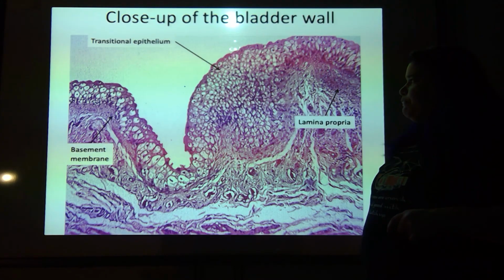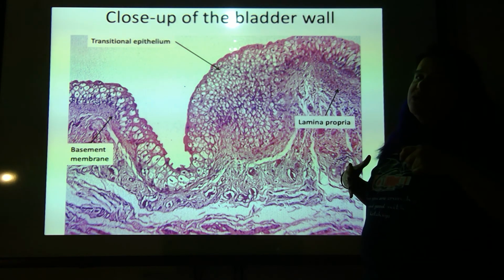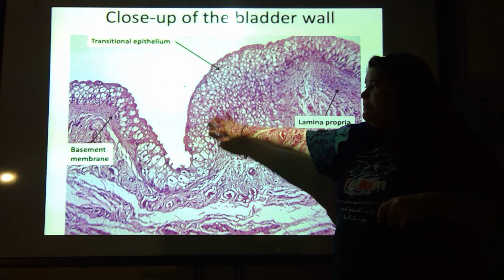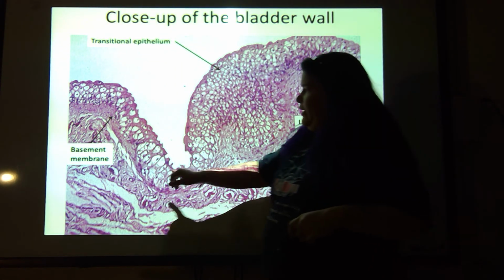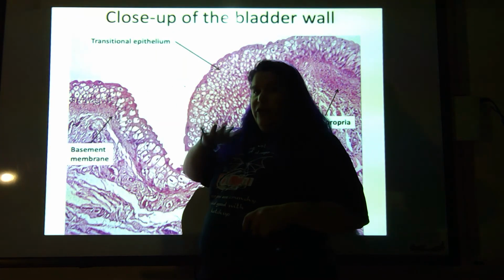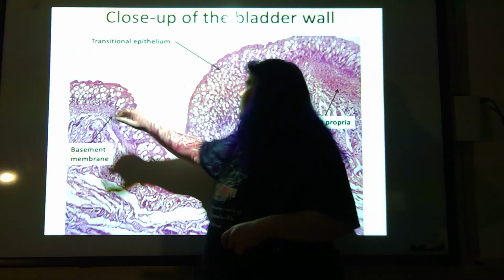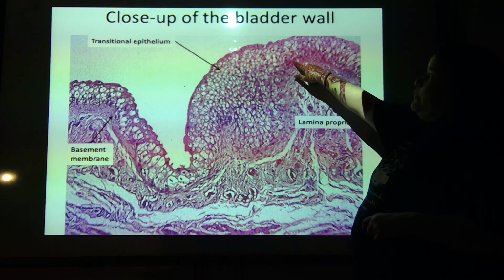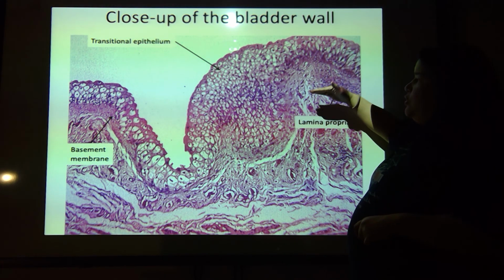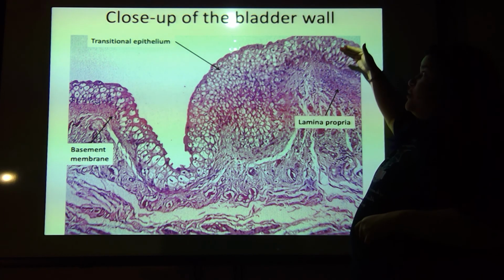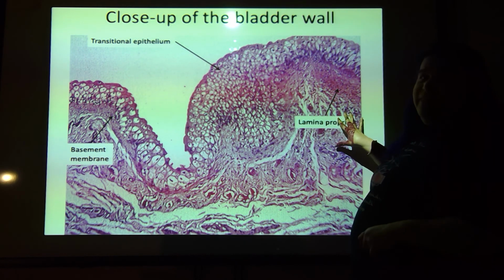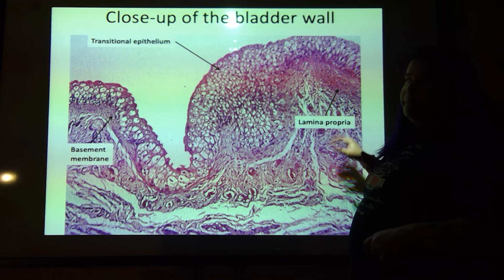Taking a really, really close look, this is that epithelial layer for the mucosa, the transitional epithelium. Right here, you can see where that layered cell look disappears. You can see it there really well in purple. That is going to be the basement membrane holding these cells to the connective tissue underneath. So that's the basement membrane. And then all of this connective tissue underneath, that's the lamina propria.